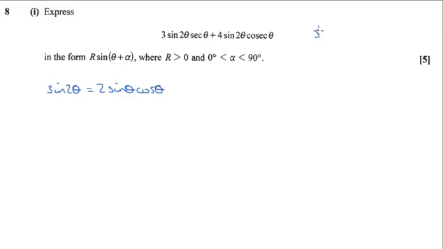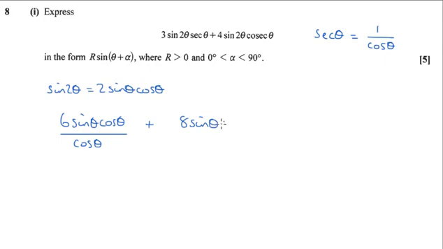I'm also going to change sec theta into 1 over cos theta and cosec theta into 1 over sine theta. And I'm going to do that all in one go. So we've got 3 sine 2 theta. That's going to be the same as 6 sine theta cos theta over cos theta, instead of times by sec theta, plus 4 sine 2 theta is going to be 8 sine theta cos theta. And again, instead of timesing by cosec theta, I'm going to put that over sine theta.